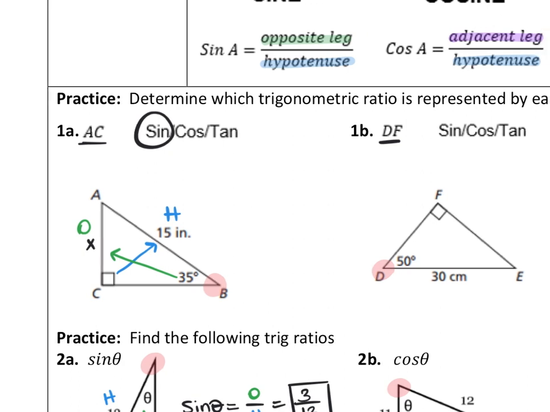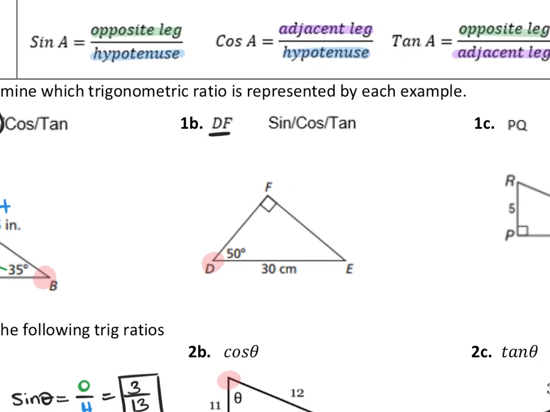If I'm looking for, in the second one, DF, that means I'm looking for this leg right here. I'm going to put an X there. What information am I given? Compared to this angle, angle D, 50 degrees, I know the hypotenuse of the triangle. And what other piece of information do I know?